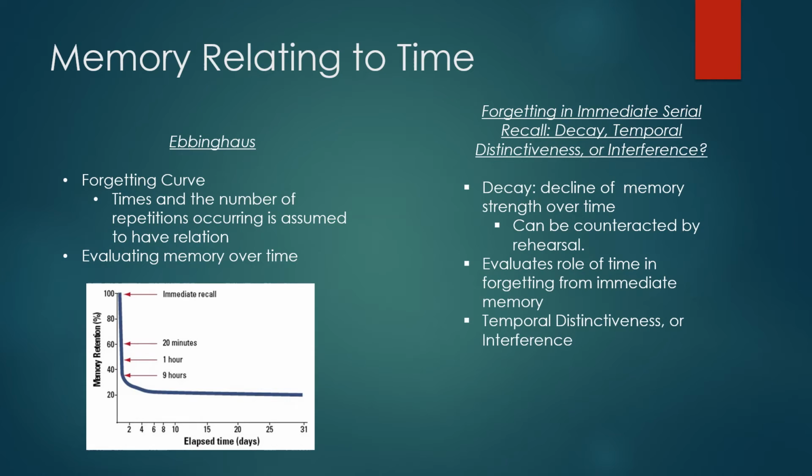However, the forgetting and immediate serial recall article evaluates the role of time in forgetting from immediate memory, rather than memory over time. Temporal distinctiveness is the association of material to a significant relation. Interference is something that may interrupt the process of memorizing or delay it. In the article, the progression is evident.